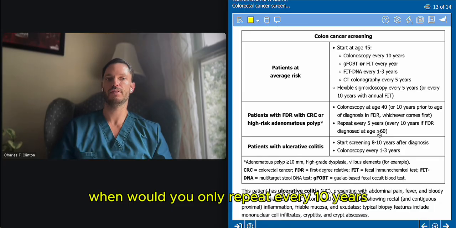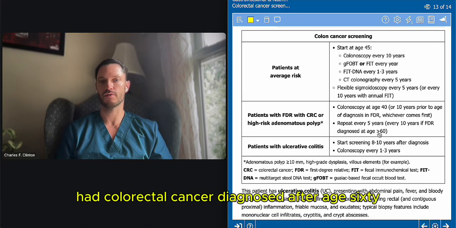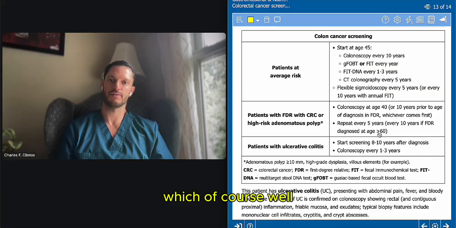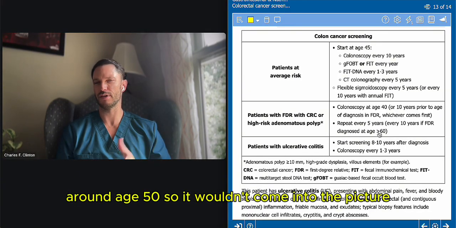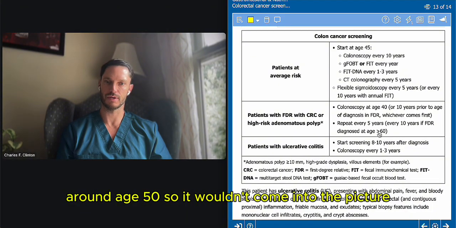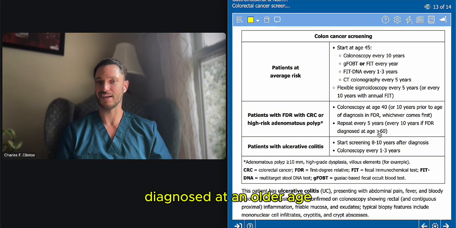When would you only repeat every 10 years? Well, if the first degree family member had colorectal cancer diagnosed after age 60, which of course wouldn't be a risk factor for you, because if it was after age 60, you would start screening around age 50, so it wouldn't come into the picture. This was just a colorectal carcinoma diagnosed at an older age.